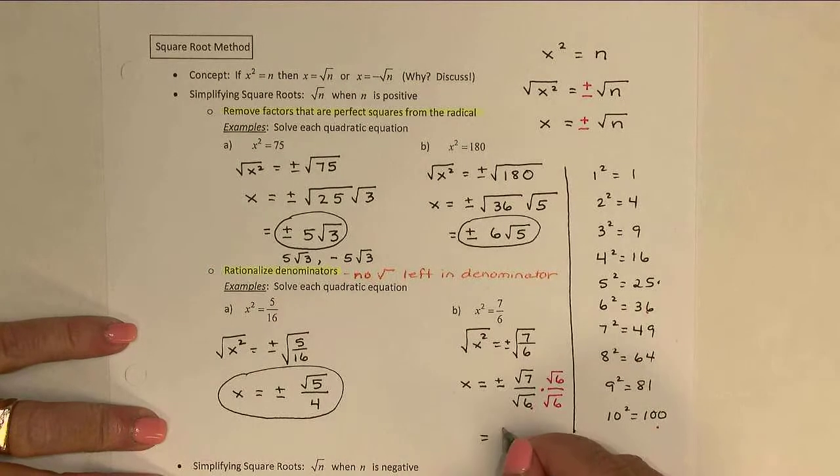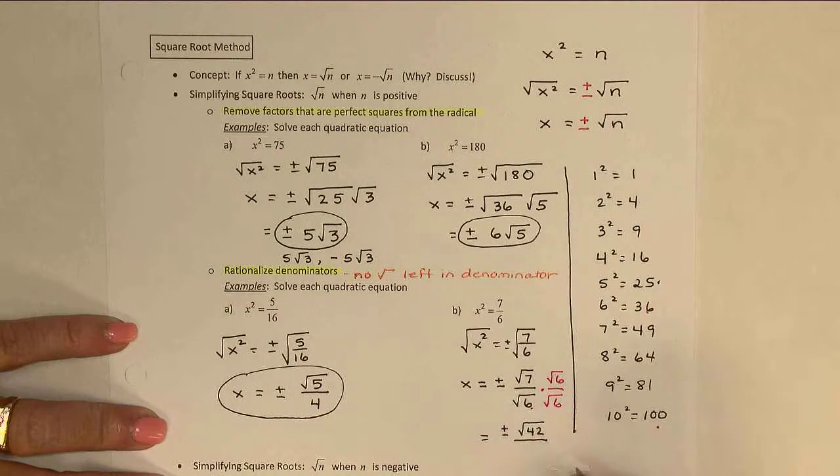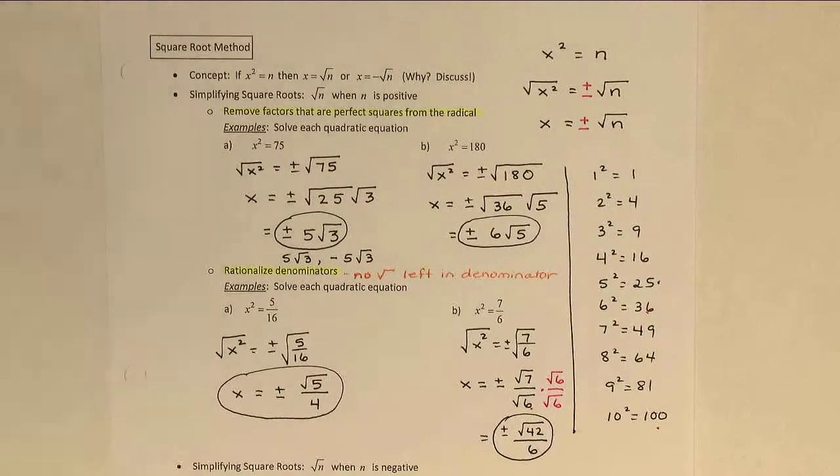All right, so I have plus or minus. On the top, I would have the square root of 42. On the bottom, I have the square root of 36, which is just 6. And there's my solution.